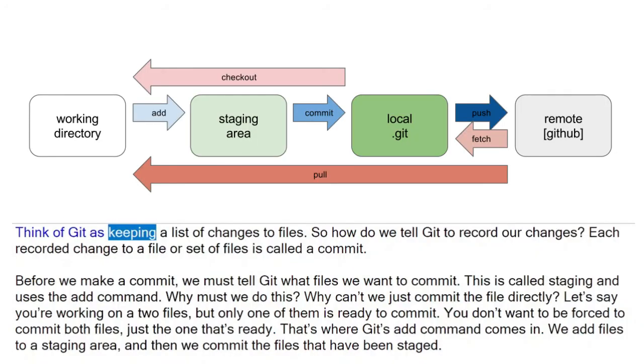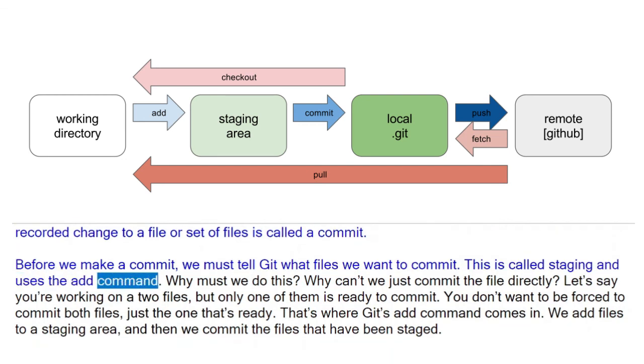Think of Git as keeping a list of changes to files. So how do we tell Git to record our changes? Each recorded change to a file or set of files is called a commit. Before we make a commit, we must tell Git what files we want to commit. This is called staging and uses the add command.